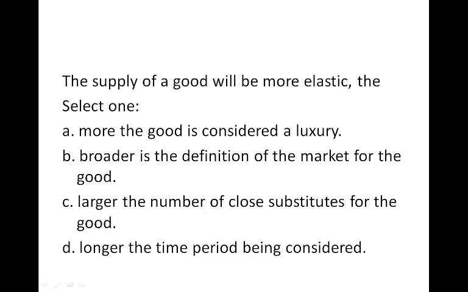So A, B, and C are all things that tend to make the demand for a product more elastic. D, the longer time horizon, is the most important factor in determining the elasticity of supply. So the right answer is D.